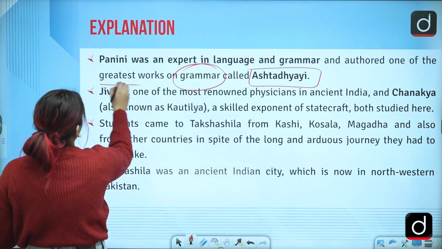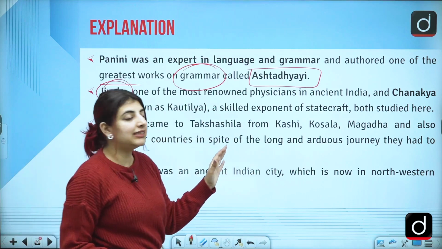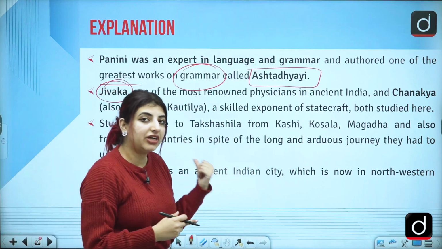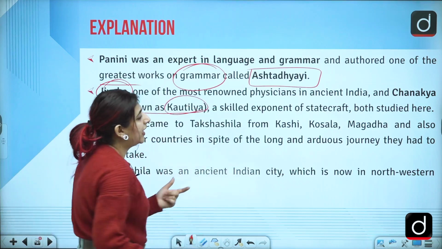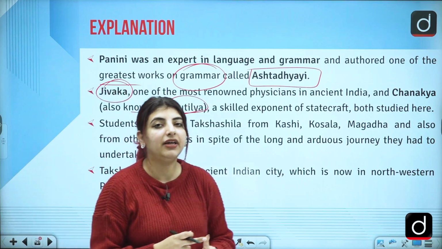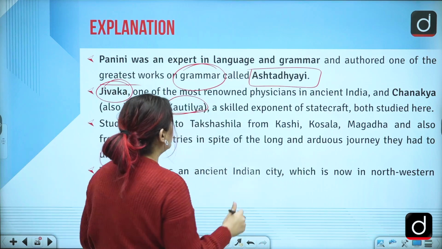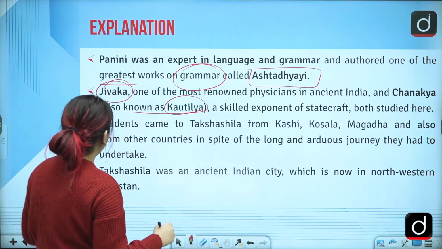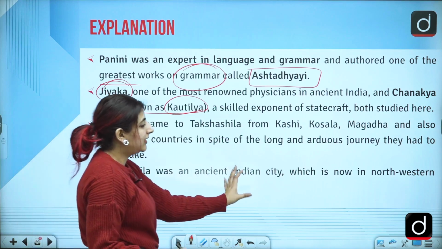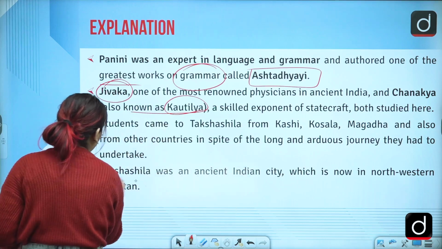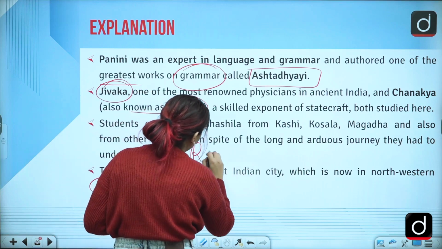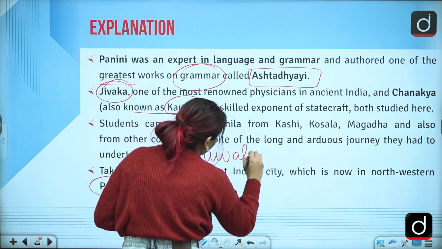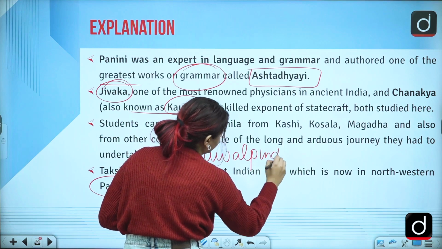Even Jivaka, one of the most renowned physicians in ancient India, also studied in Takshila. Chanakya, also known as Kautilya, who wrote the Arthashastra, also studied here, correct? Takshila was an ancient Indian city which is now in north-western Pakistan, where, as we saw in the previous slides, it is located in Rawalpindi, Pakistan.